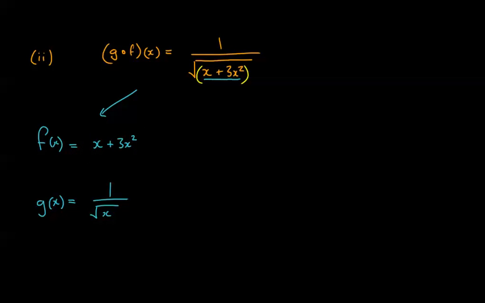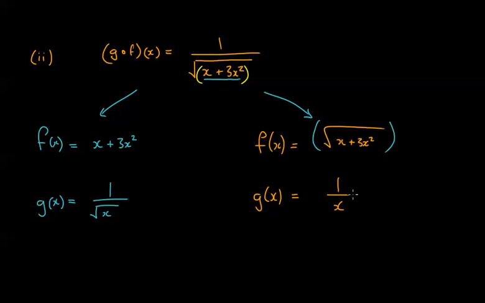Now, that's one example. There's also another potential example. f could also be equal to the square root of x plus 3x squared, basically the whole denominator here. Then g of x would have to be equal to 1 over x, because I could take this and replace the x with that, and I still get the same thing. So we've got two combinations of f and g that give us the same result.